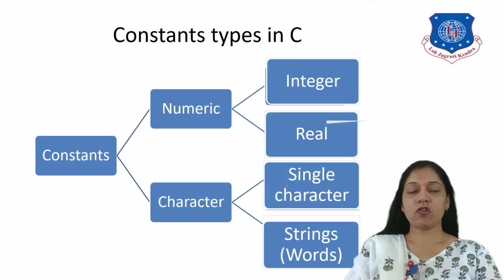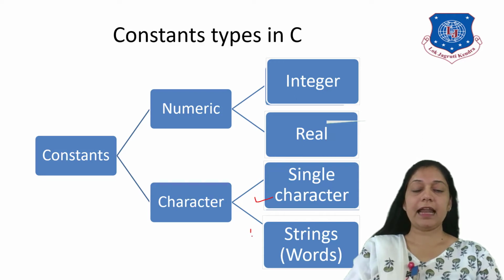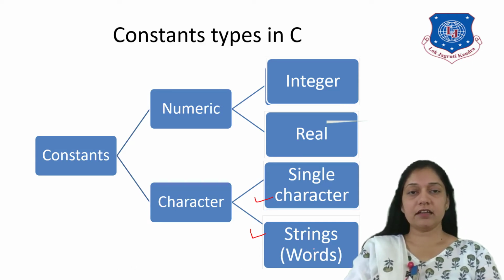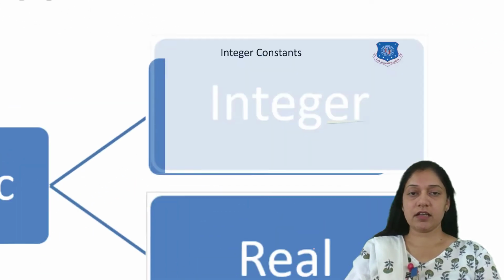Now, the constant values can be of two types. Either it can be numeric or it can be character type. Numeric is again of two types, integer and real, and character is of two types, a single character or multiple characters, which are also known as strings or words in a C program. So let's start and see what is integer, what is real, what is a single character, and what is a string.